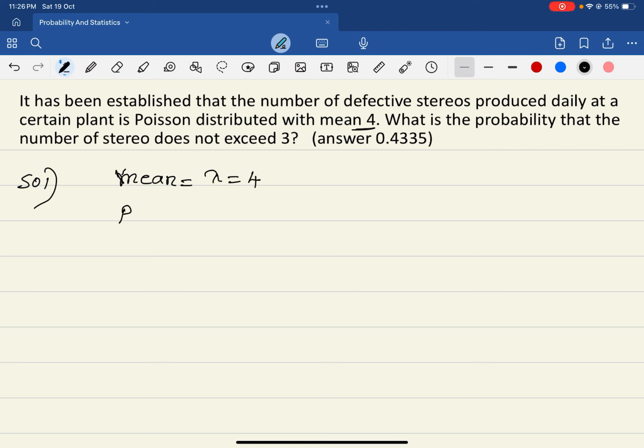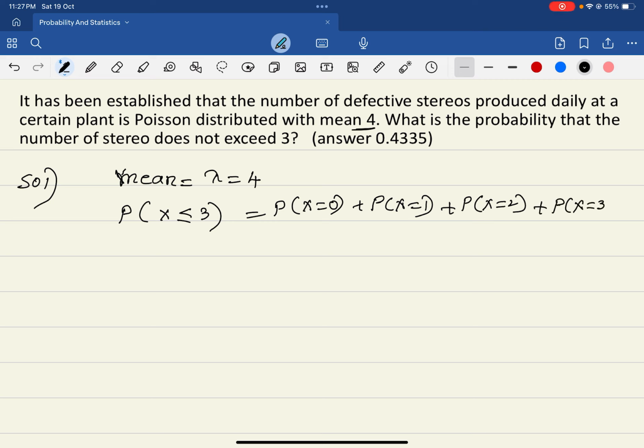Probability that it does not exceed 3 means x is less than or equal to 3. So what is meant by less than or equal to 3? When x is 0, when x is 1, when x is 2, and when x is 3. So this is what we get.